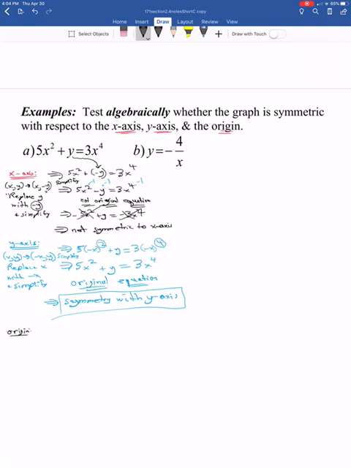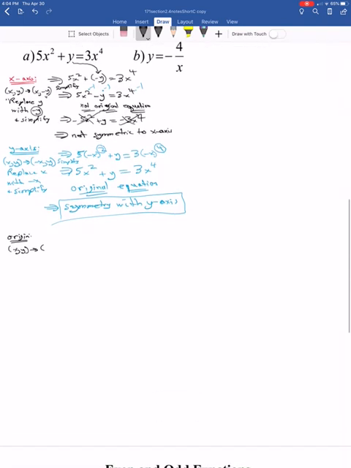All right, now the origin test says what? Every ordered pair x, y should produce the ordered pair negative x, negative y. So you replace x and y with negative x and negative y and simplify. So we can get back to the original, like our last example with the y-axis.